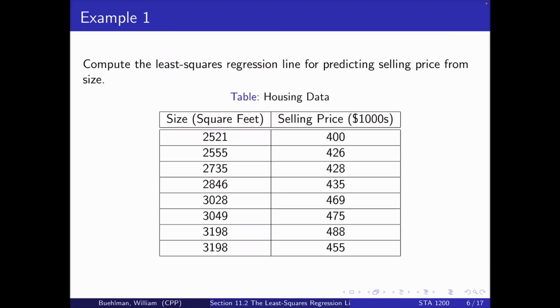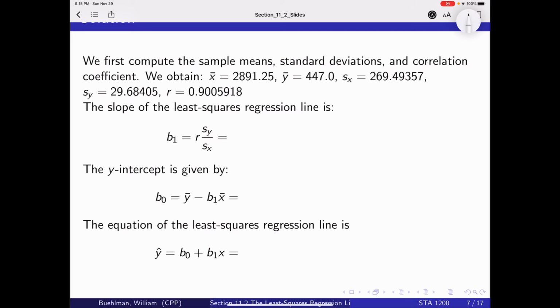Let's do an example. Example 1. Compute the least squares regression line for predicting sales price from size. From the example that we did before, we're going to compute the least squares regression line. First, we compute the sample mean, standard deviation, and correlation coefficient, which gives you the following values.